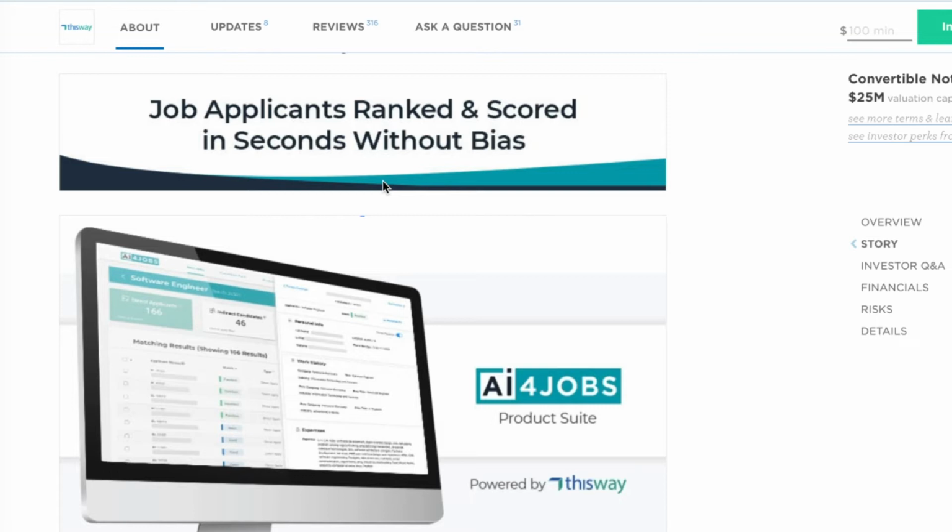So the first thing you're going to want to have on the page is an image which really succinctly explains what the major benefit or the big promise is, right? So the big promise is job applicants ranked and scored in seconds without bias. That's a very succinct promise. If you've listened to any of my other videos before, you'll know I talk a lot about promises because marketing is all about promises. Marketing and sales is all about promises. And they've done that exactly the way that I describe in my book, Equity Crowdfunding Explained, which is available on Amazon and also on Audible.